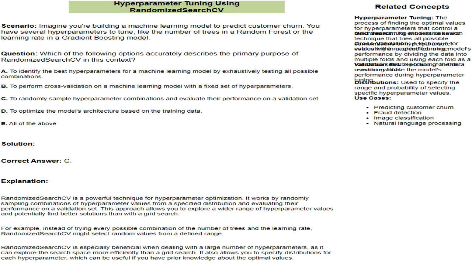C. Hyperparameter tuning. The process of finding the optimal values for hyperparameters that control a machine learning model's behavior.